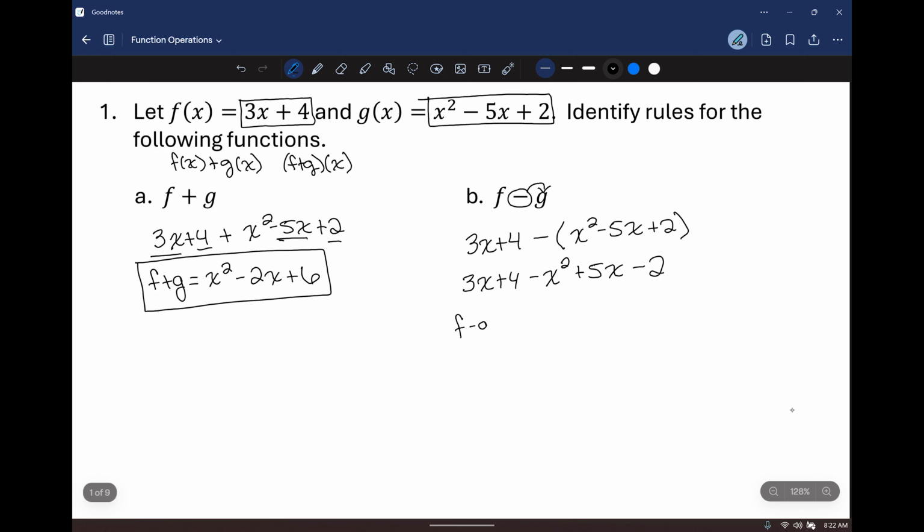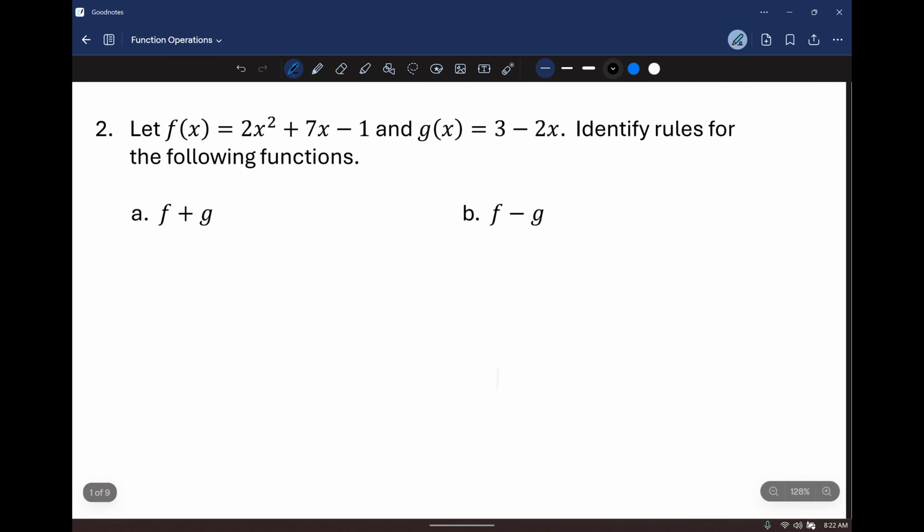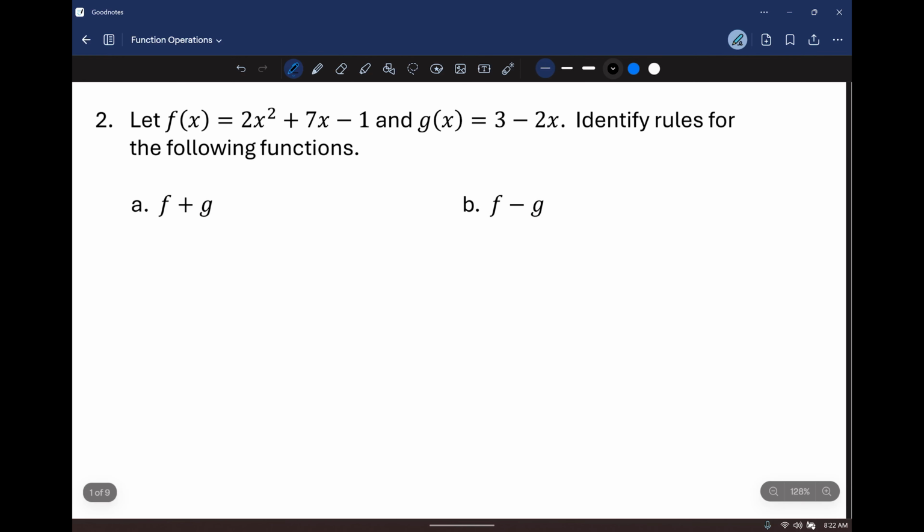And now I'm ready to put everything together and put it in order. So I have negative x squared, 3x and 5x make 8x, and 4 and negative 2 make 2. Again, no restrictions on any of those domains. All right, number 2. Again, we're just going to add f and g. So I have 2x squared plus 7x minus 1.